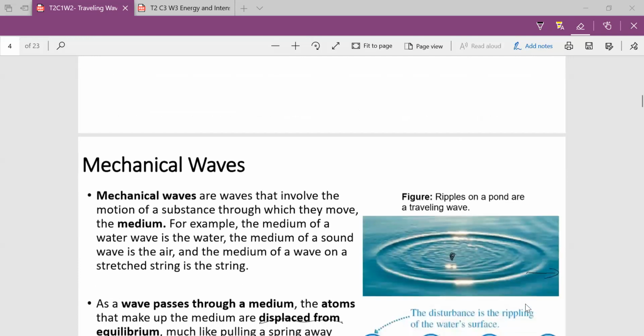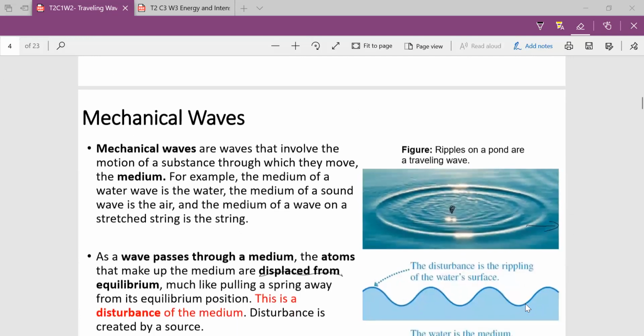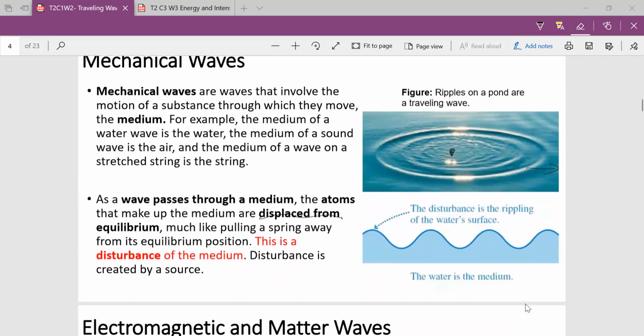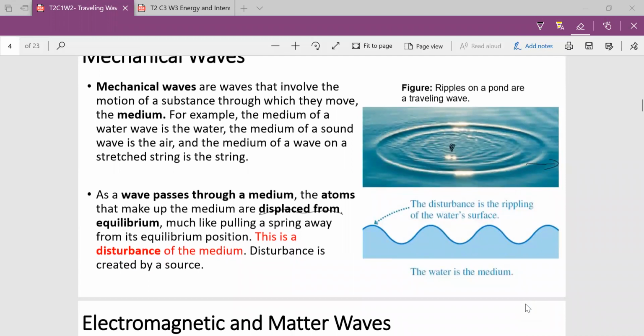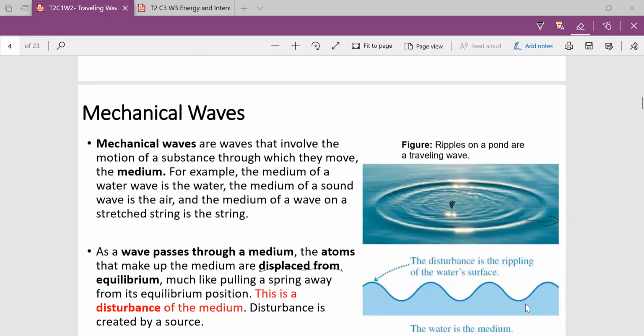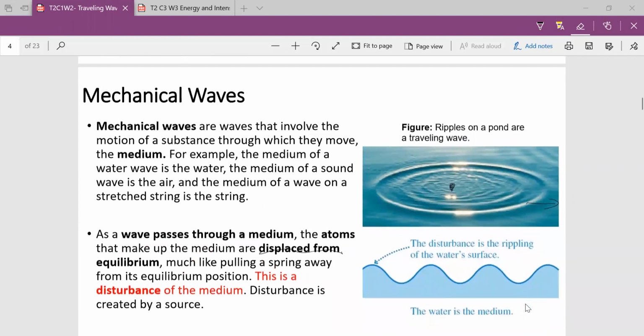So when we talk about wave, we talk about wave under two broad headings, which is the mechanical waves and the electromagnetic, and the third one, which is matter waves. We will not dwell so much on matter waves, so we'll be emphasizing more on mechanical waves and further into electromagnetic wave as well. So what do we mean by mechanical waves?